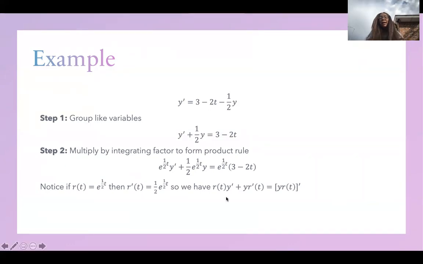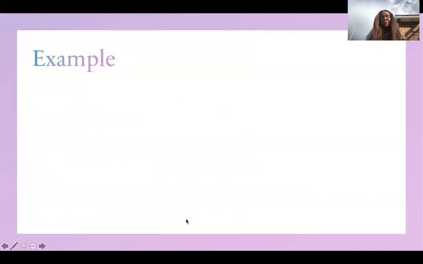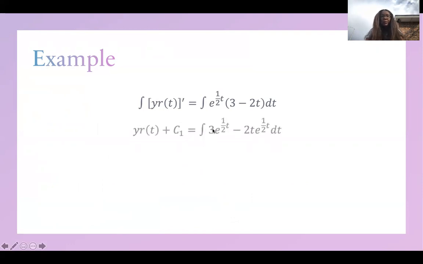And so now since our left-hand side is the derivative of some function, we can integrate both sides. And the integral of a derivative is just going to give us that function. In this example, the fun actually comes in integrating the right side because we get to use a couple of different rules. So this is a good brush up on integrating these types of functions. When we integrate the left, we get the product y times r of t, plus r times c1, our constant of integration. And then on the right-hand side, I've distributed our e to the 1/2 t throughout.